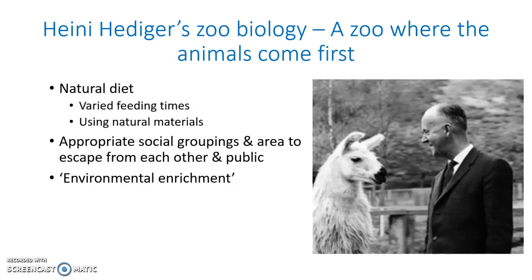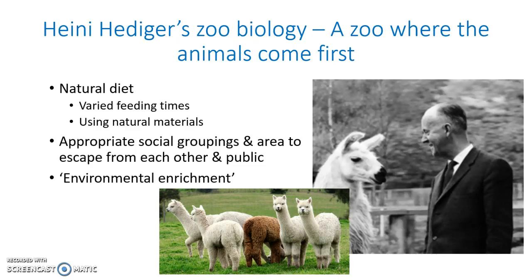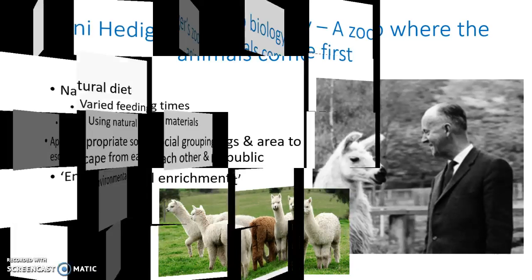He also promotes natural diet, which emphasizes the varied feeding times and using natural materials. Apart from that, he uses appropriate social groupings and area to escape from each other and the public. So this is what they call now as environmental enrichment. A zoo where the animals come first.